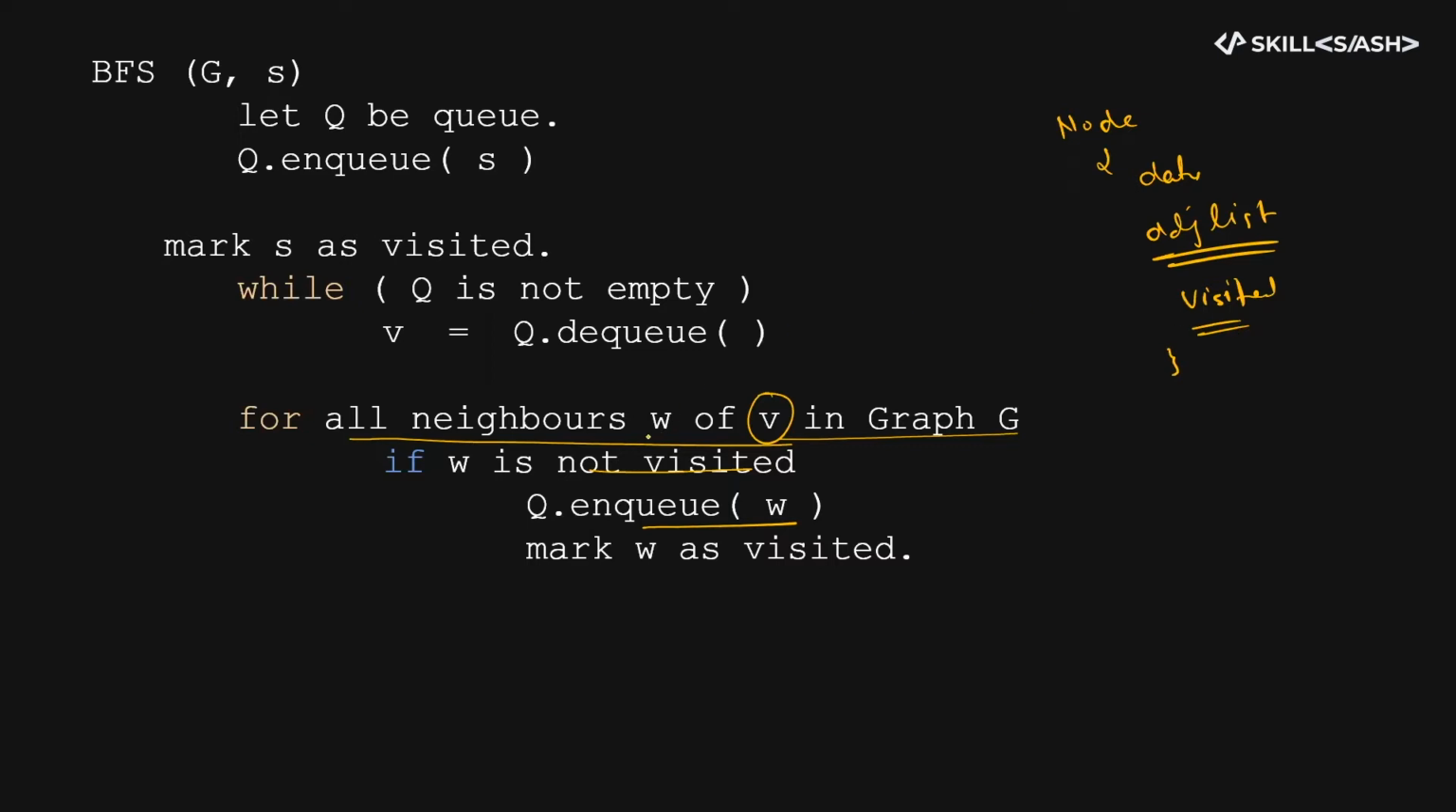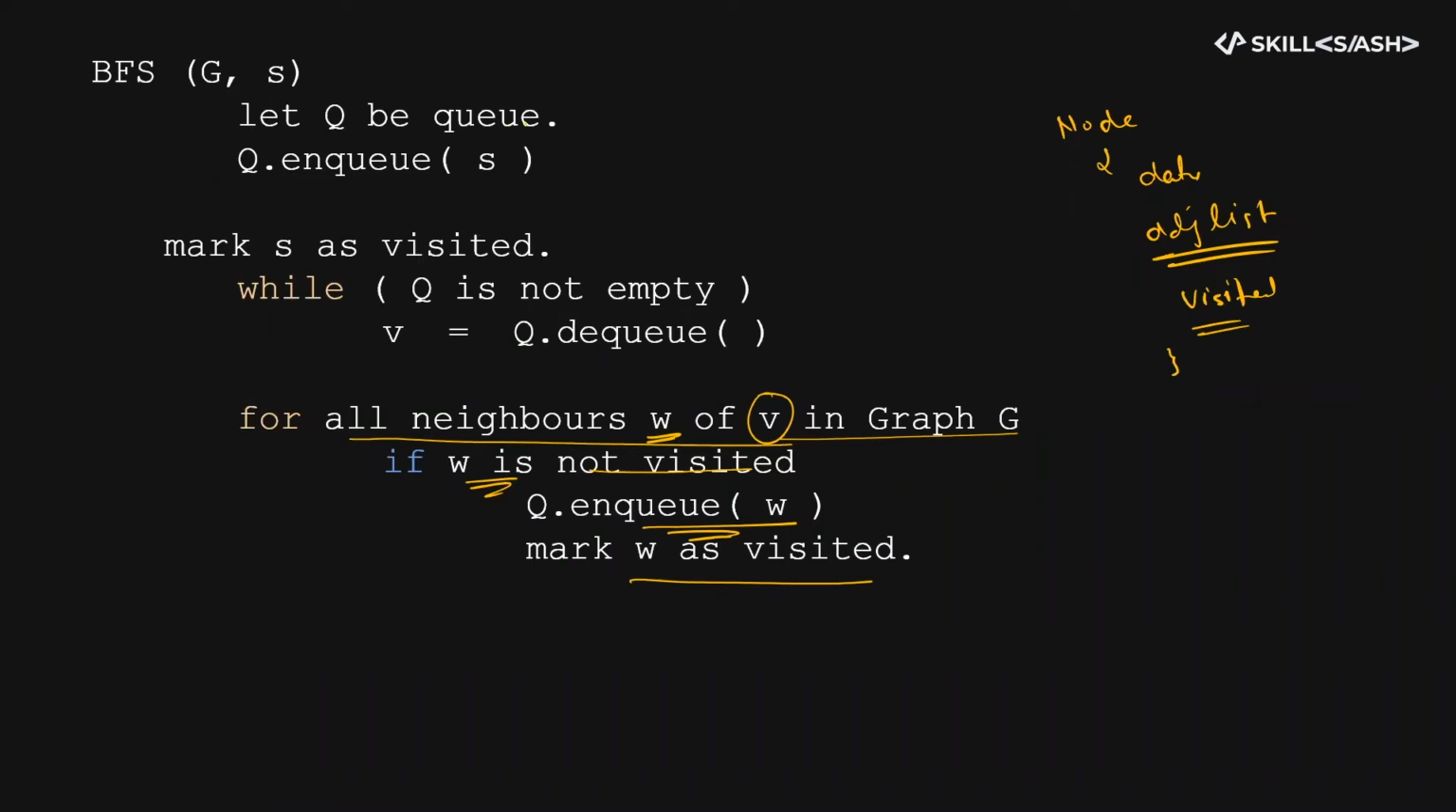So for all the neighbors of V in the graph, you are just checking whether it's already visited or not, and then you are enqueuing it. As simple as that. And you're marking that node as visited so that again it will not get processed. Simple.